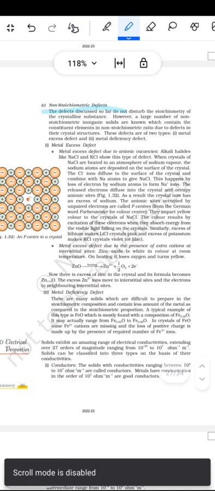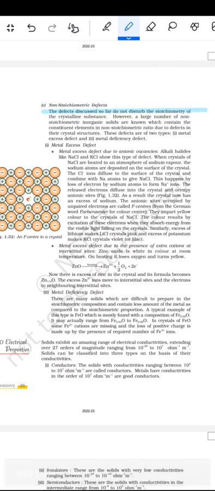आगे आ जाते हैं तो आगे है नॉन स्टोइकियोमेट्रिक डिफेक्ट्स. कहता है कि the defects discussed so far do not disturb the stoichiometry of the crystalline substance. However, a large number of the non-stoichiometric inorganic solids are known which contain the constituent elements in the non-stoichiometric ratio due to the defects in their crystal structure. These defects are of two types, metal excess defect and the metal deficiency defect.